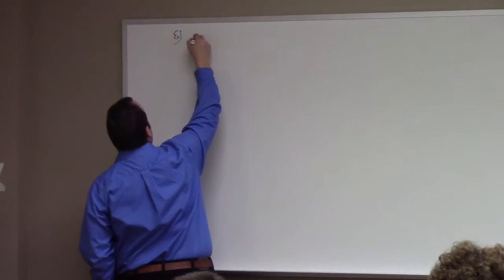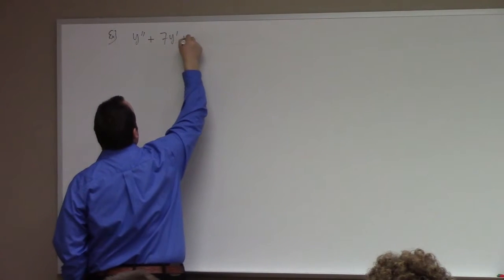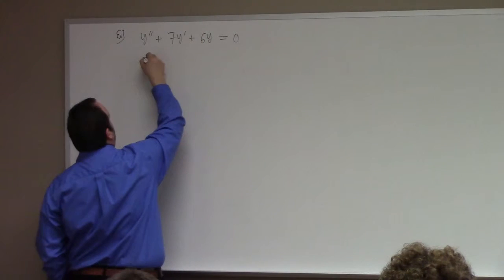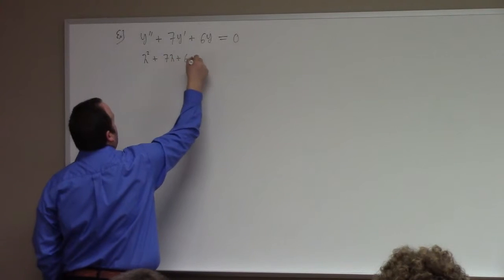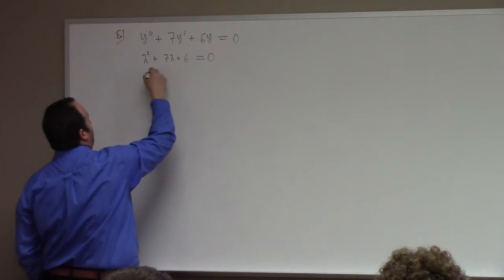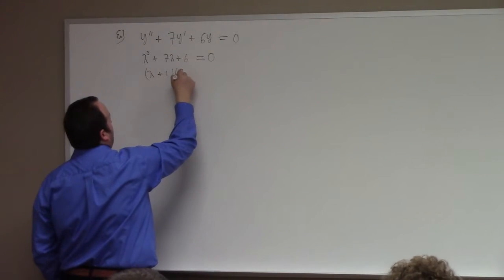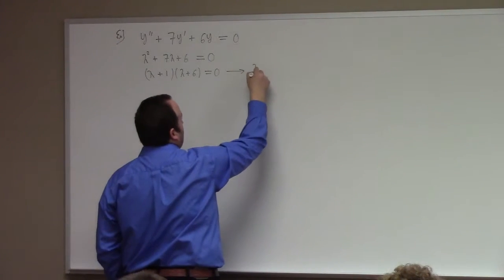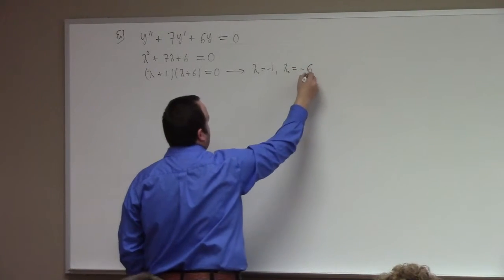So case 1, if we had something like y'' + 7y' + 6y = 0, we write down the characteristic equation, lambda squared + 7 lambda + 6 = 0. We factor it, or whatever. So this one, (lambda + 1)(lambda + 6) = 0. So from that, I can read lambda 1 is equal to minus 1, lambda 2 is minus 6.